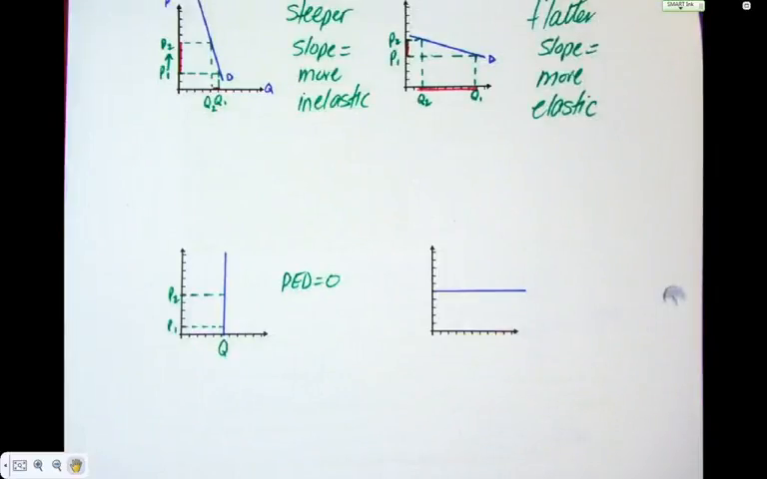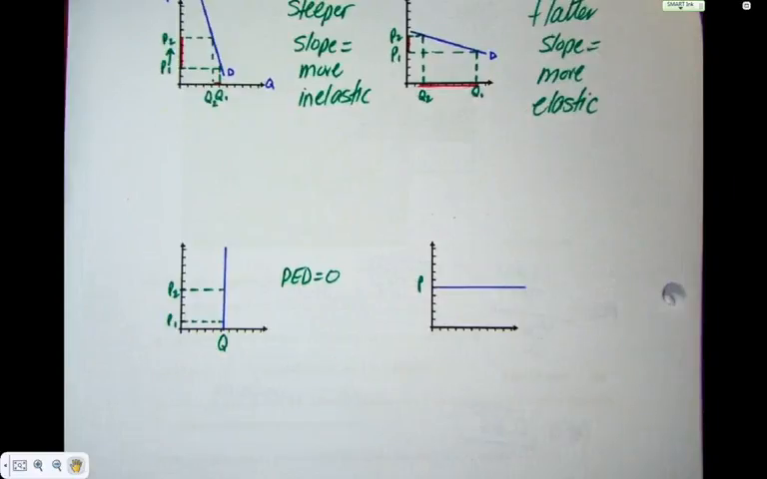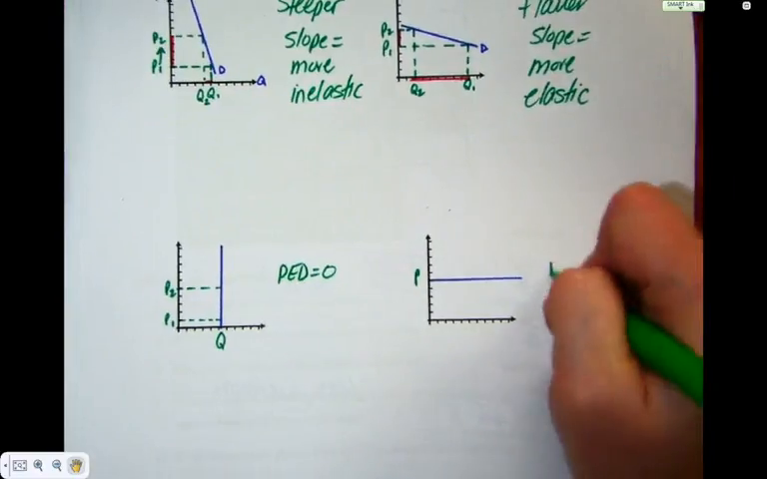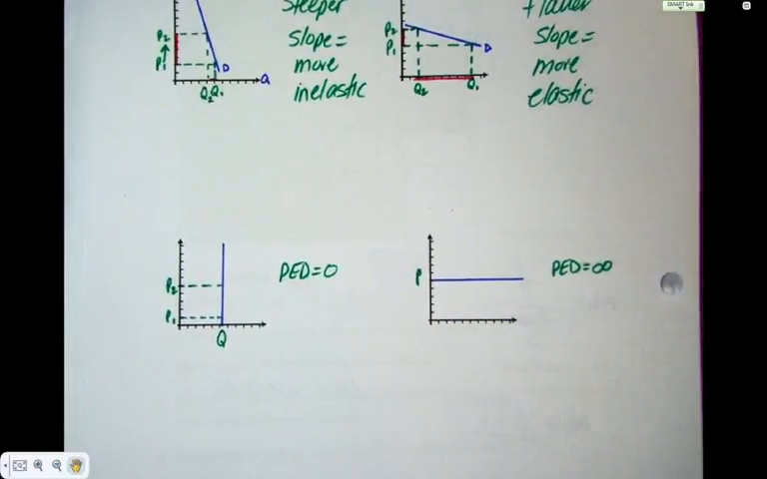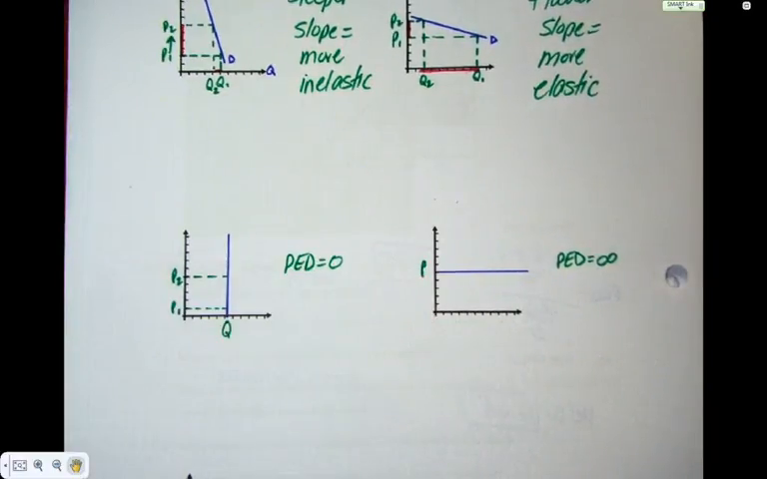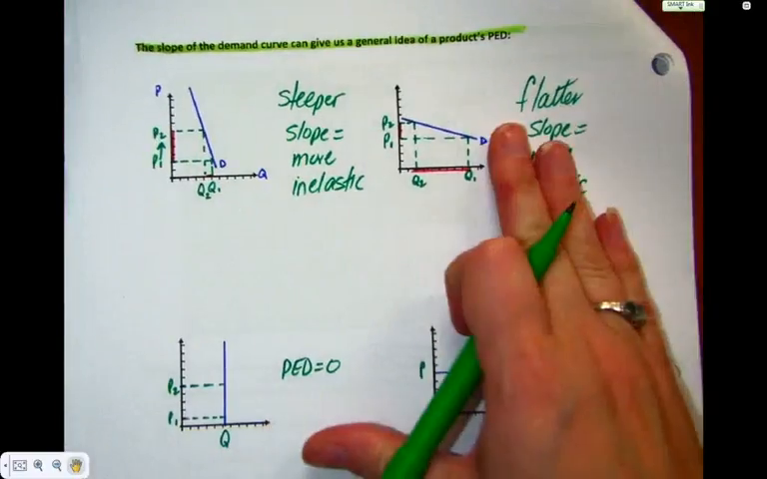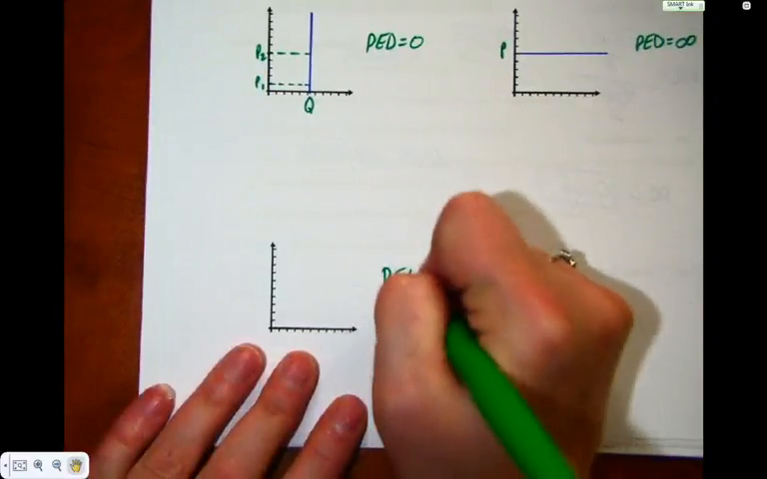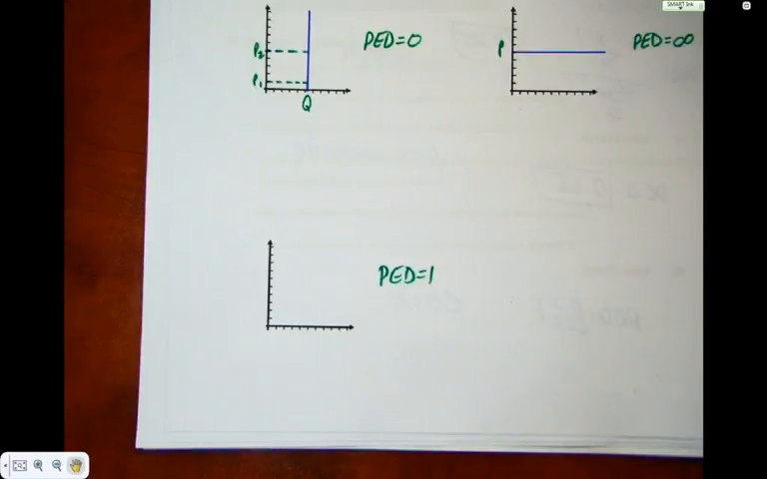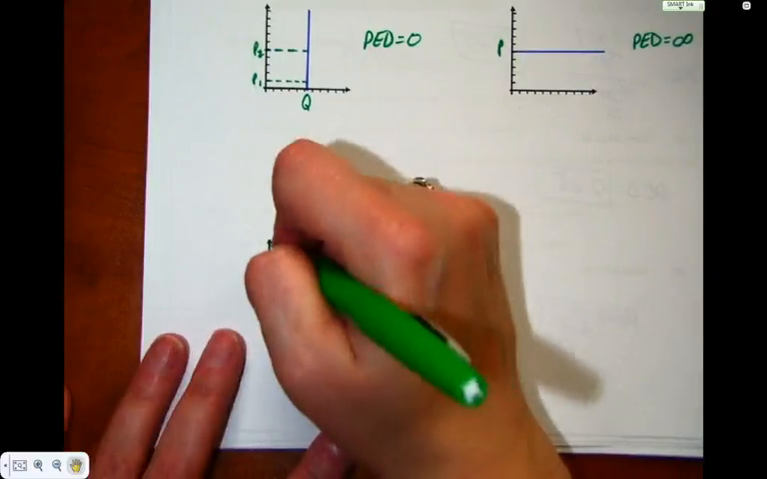Okay, what about our horizontal line? So can we change the price? No, the price is set here. This doesn't matter. The price is not going to change. So this is a PED of infinity. That's your perfectly elastic. Okay, because we can take the difference between any of the quantities and it's still going to be the same. So here's inelastic, elastic, PED 0, PED of infinity. Which one have we not done yet? PED of 1. Nope. It actually is a curve.